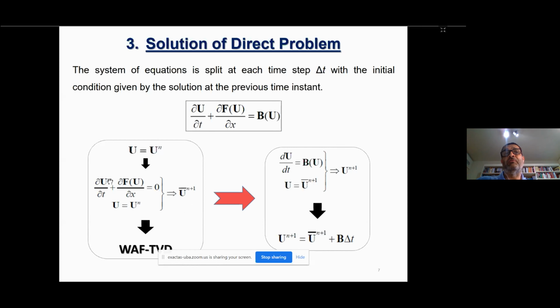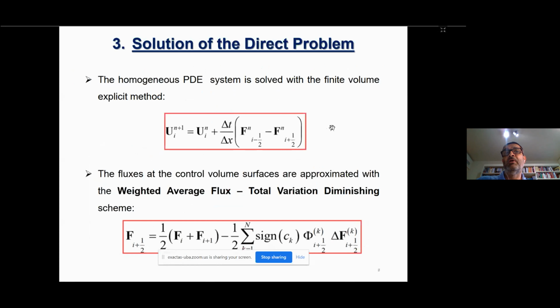For the integration of the homogeneous partial differential system, we use finite control volumes, an explicit scheme of finite control volumes given by this expression, and the fluxes at the surfaces of the control volumes are obtained by using what is called the weighted average flux total variation diminishing scheme. So we have this expression, but this is pretty much a standard method and can be found in textbooks.